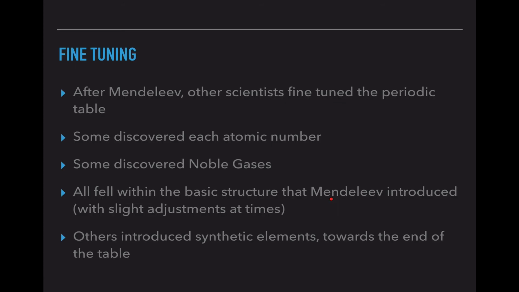After Mendeleev, other scientists fine-tuned this periodic table a little bit more. Some discovered the atomic number, and we know from the last unit that the atomic number is the number of protons. Some discovered what the noble gases were and where they went in the periodic table. This is something we're going to talk about in the next set of notes. All fell within the basic structure that Mendeleev introduced, but with slight adjustments at times.